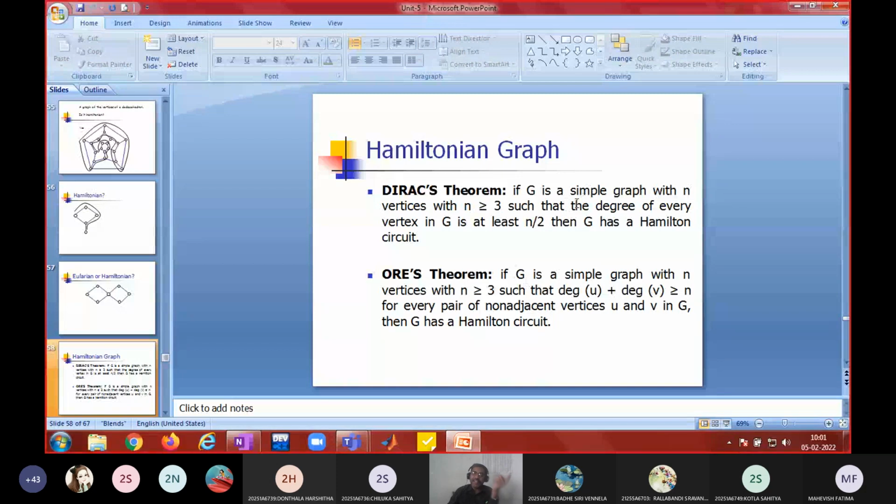So these two are only sufficient conditions for a graph to be Hamiltonian. If this condition is satisfied, there will be a Hamiltonian cycle. If this other condition is satisfied, in that case also a Hamiltonian cycle will exist. Is that okay?